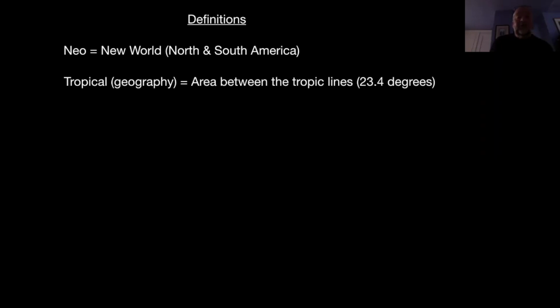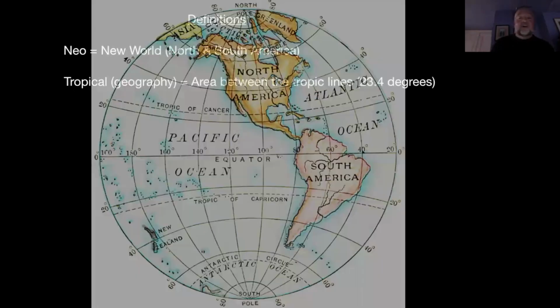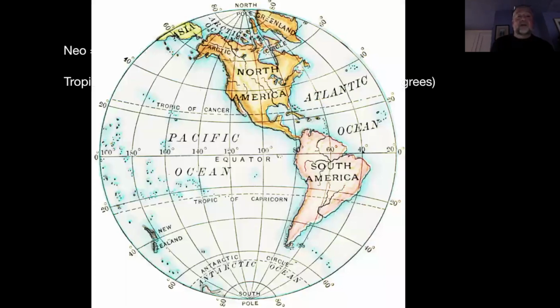Tropical, in the geographical definition, is the area of the Earth between the two tropic lines, which are about 23.5 degrees north and south of the equator. So here's an old globe, and you can see the Tropic of Cancer in the northern hemisphere, the Tropic of Capricorn in the south. So that's the neotropics we're seeing here.